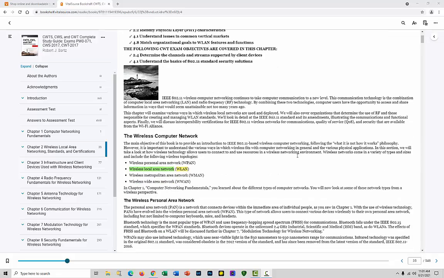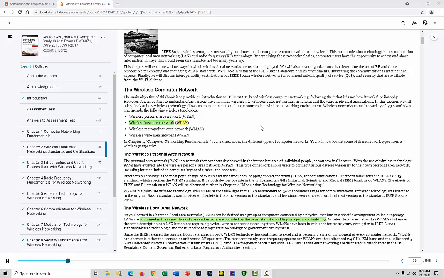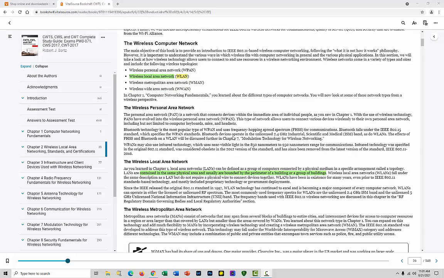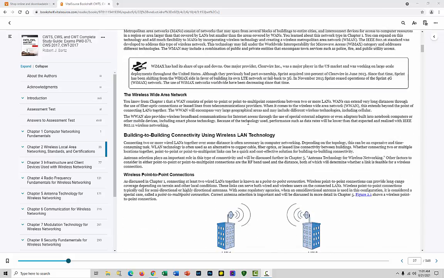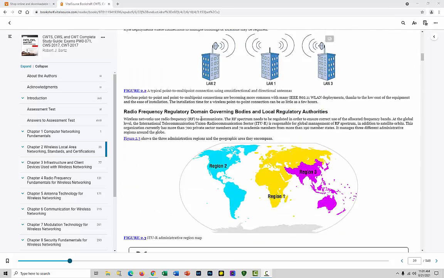And we start off with talking about different sizes and scopes of networks, in this case specifically wireless networks, and the most common that we're going to interact with will be the wireless local area network. So the first part of this chapter reviews the different types of networks we had in Chapter 1. So we're going to skip past that.